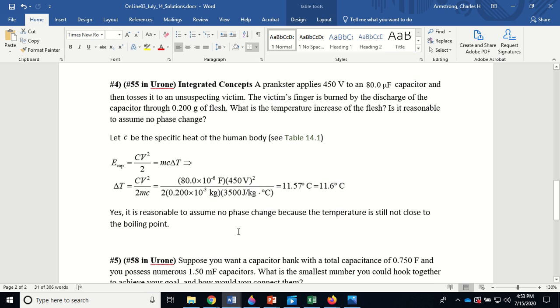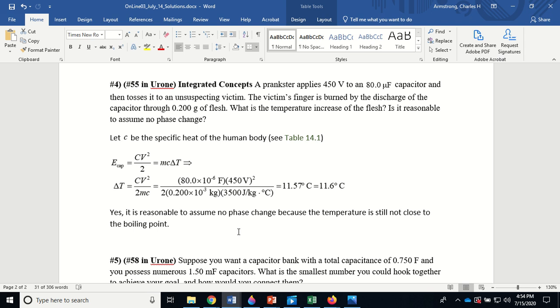Okay, this is one I never expected you to have to do, but like I told you, that story about Triad Systems Corporation, the idiots used to do that. A prankster applies 450 volts to an 80 microfarad capacitor and then tosses it to an unsuspecting victim. And I was the victim of those idiots a couple of times. Well, I think just once. It happened to me once, and then I learned. I was new, wet behind the ears, so I didn't know those guys were idiots.